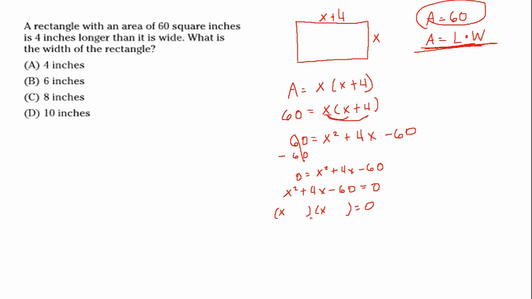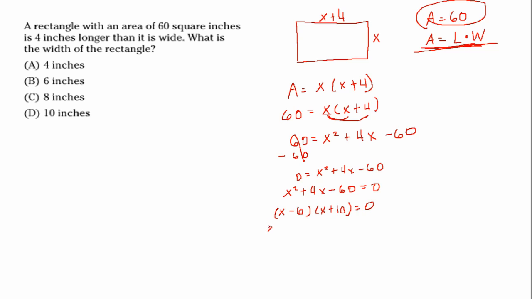To fill in the blanks, which are right here and here, you're saying to yourself, what can I multiply to get negative 60 that adds to positive 4? Again, what can I multiply by each other to get negative 60 but adds to positive 4? Let's do a positive 10 and a negative 6. Negative 6 times 10 is negative 60, so it checks out there. 10 plus negative 6 is positive 4, so it checks out there. So these are going to be our two factors.